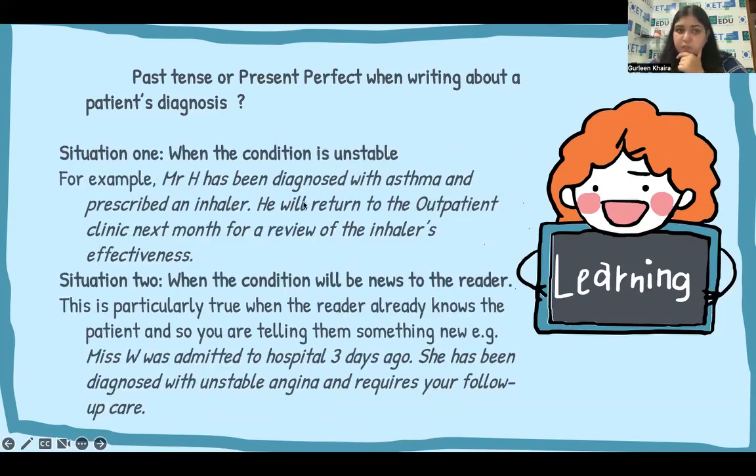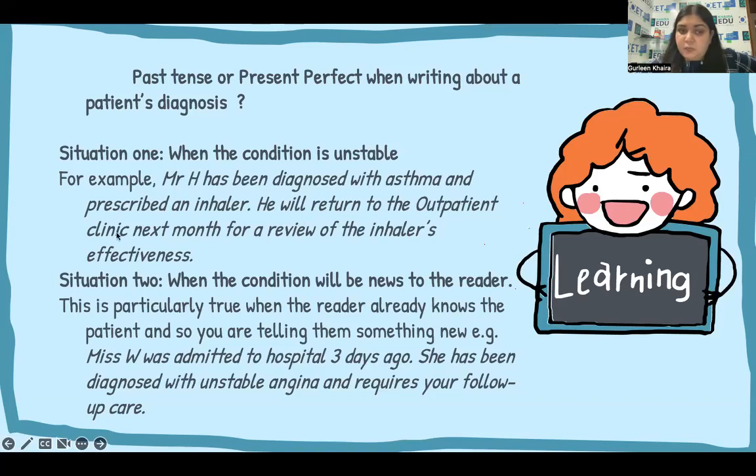Then where do we use present perfect? One, when the condition is unstable. Mr. H has been diagnosed with asthma and prescribed an inhaler. This conveys to the reader that this condition of asthma is still unresolved, that the treatment is ongoing, but it's unresolved. So the condition is unstable. That's why we're using present perfect here.